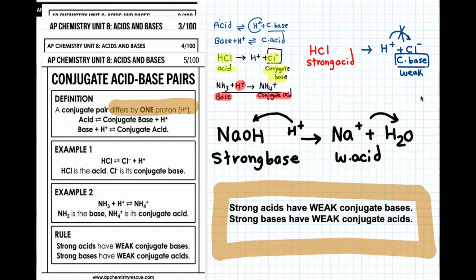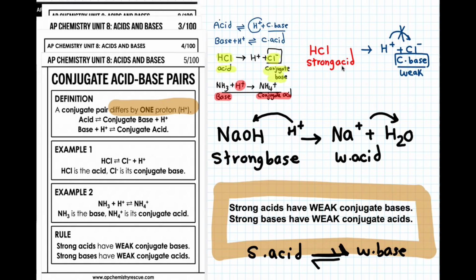But why is this important? This rule predicts the reaction direction in equilibrium problems. If you have a strong acid and a weak base competing, the strong acid is going to win. The reaction shifts right. So a strong acid reacting with a weak base, the reaction shifts to the right. You will see this constantly on the AP exam.